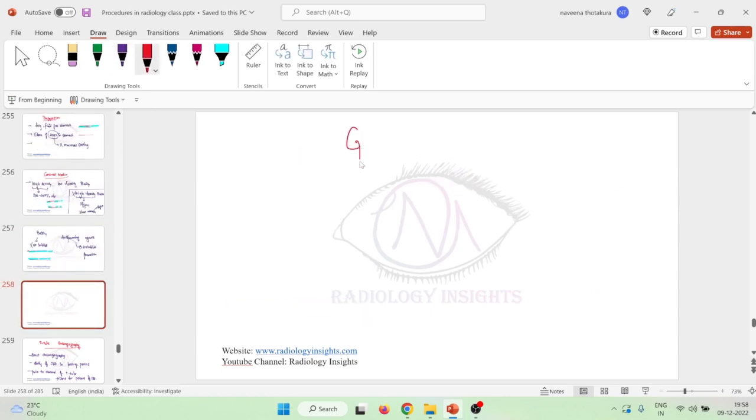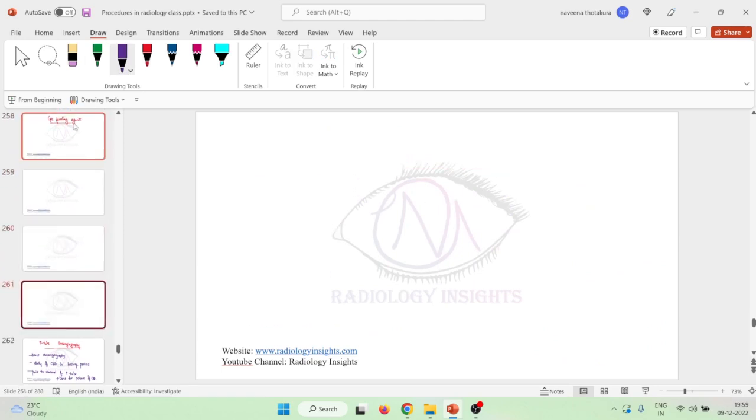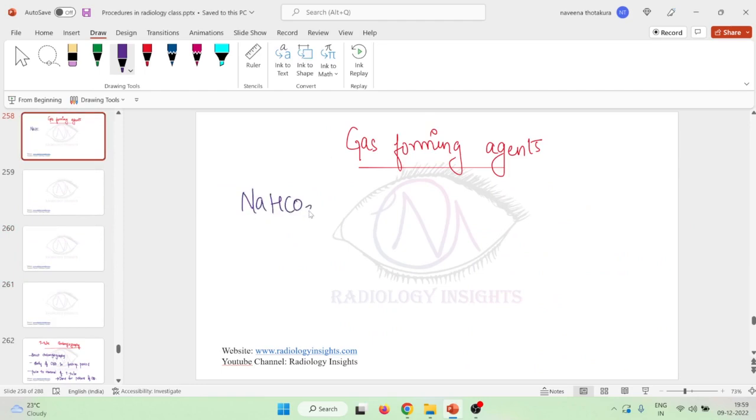Next we have gas forming agents. First we have contrast media, which is nothing but barium sulfate. We should also use some gas forming agents. These gas forming agents are actually sodium bicarbonate and citric acid. Sodium bicarbonate and citric acid are given to the patient orally.